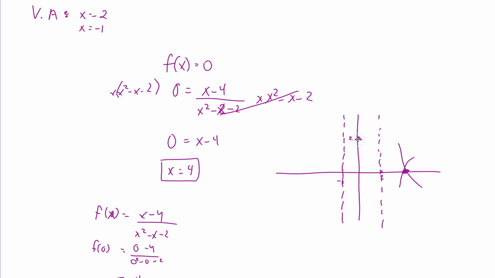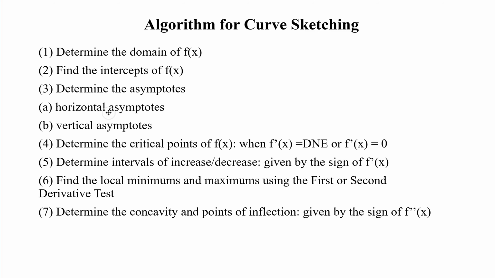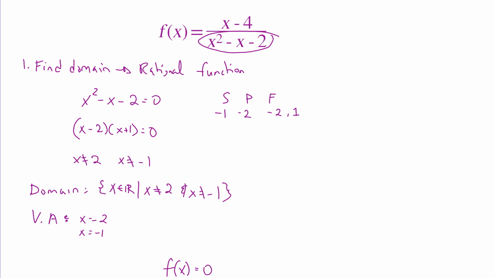So we have our intercepts, our y-intercept, and our asymptotes. Now we need to find our horizontal asymptote. So how do we find the horizontal asymptote?